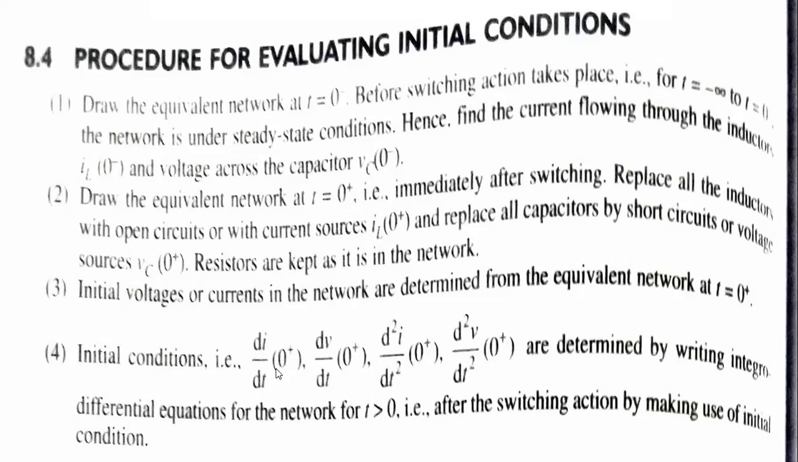See here, 0 minus before, 0 plus after, and gradually when the time increases, definitely we need to find all these four parameters: di by dt in terms of the current, dv by dt in terms of the voltage, d square i by dt square in terms of the current, d square v by dt square in terms of the voltage. See here, double derivative. These four parameters we need to calculate when t gradually increases, t greater than 0.